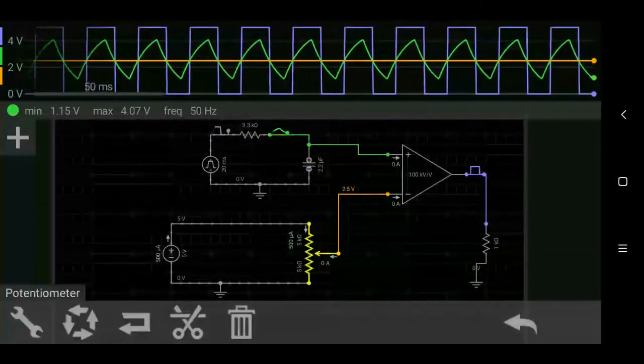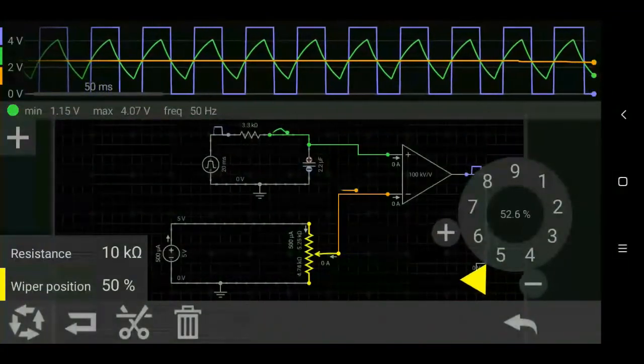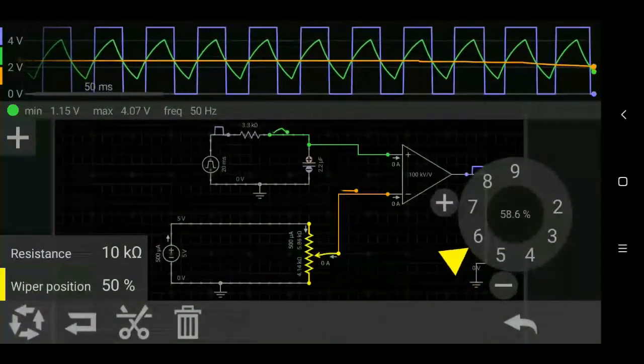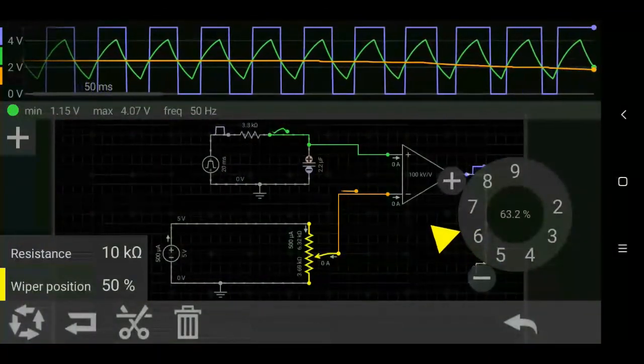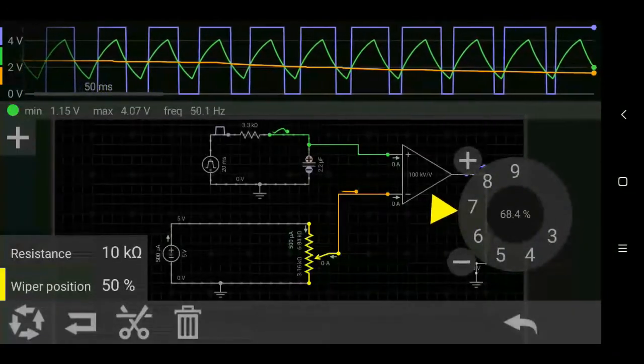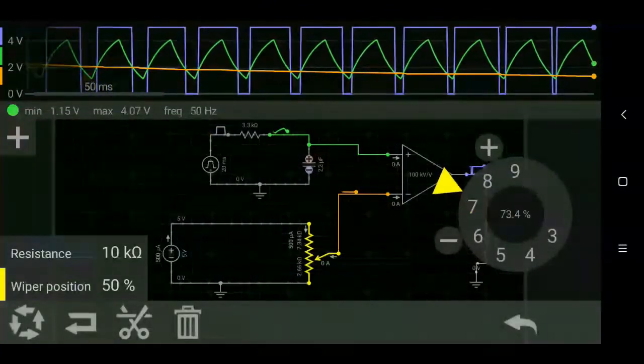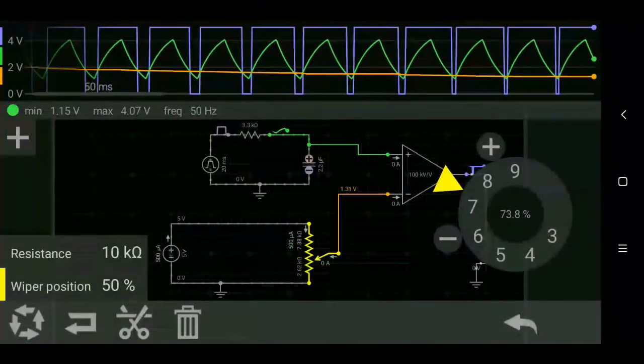So now we are going to vary this potentiometer. We are going to lower the voltage, and you can see that the duty cycle has started to rise, and it rises all the way to 100%.